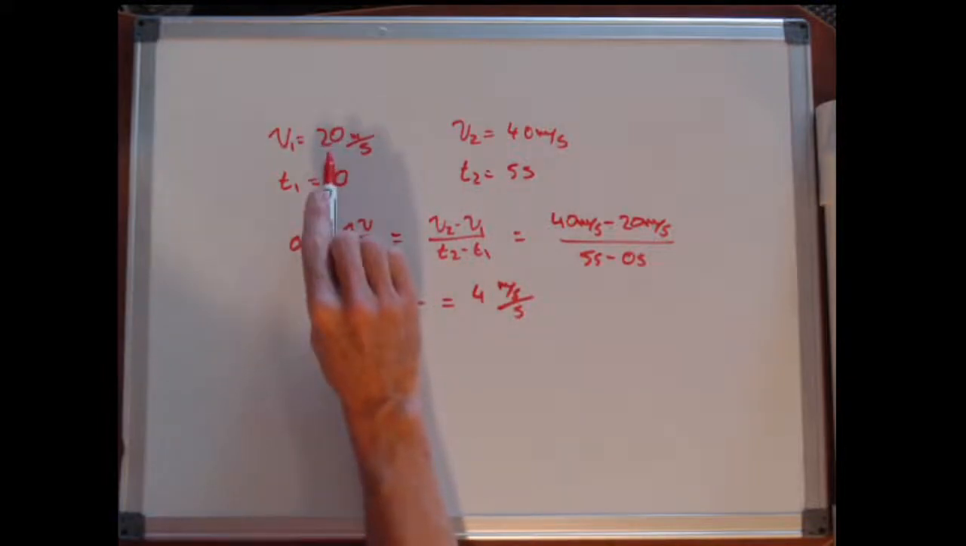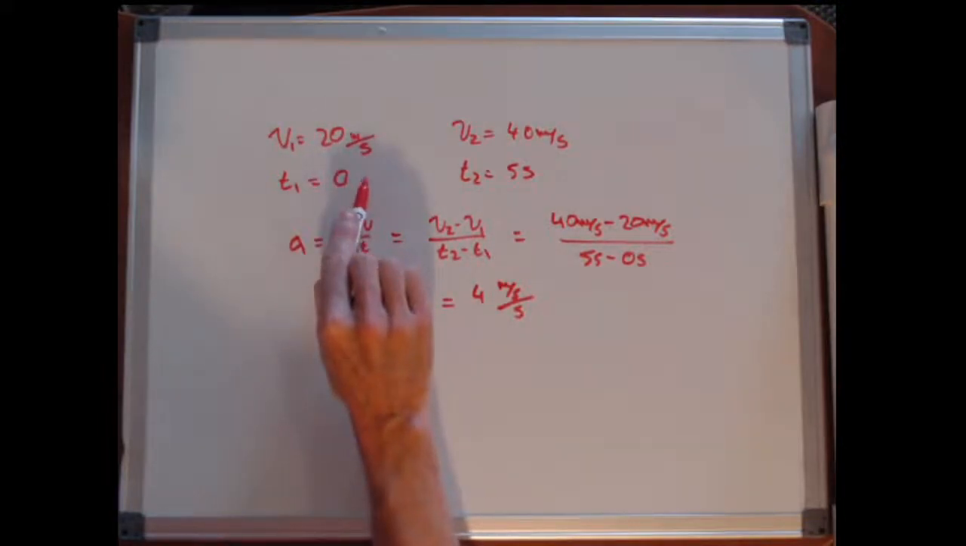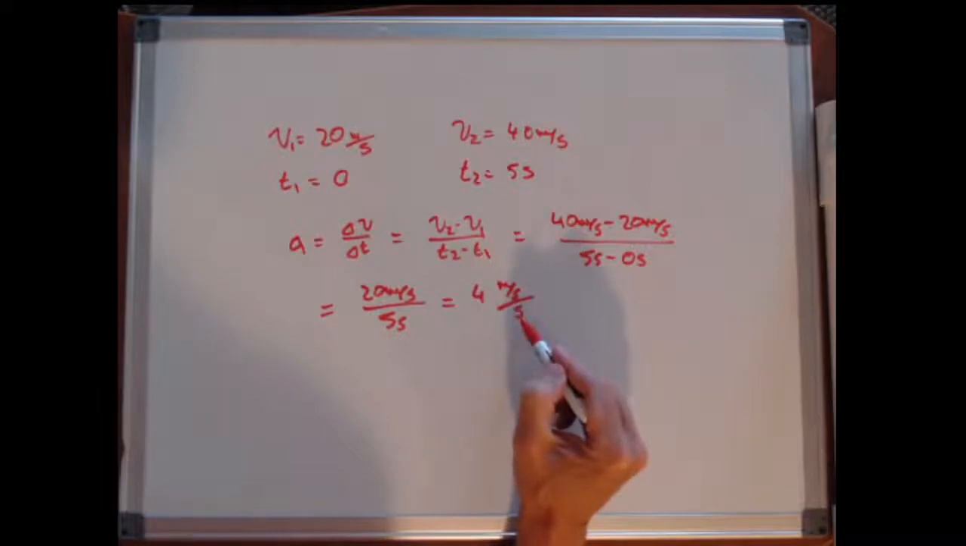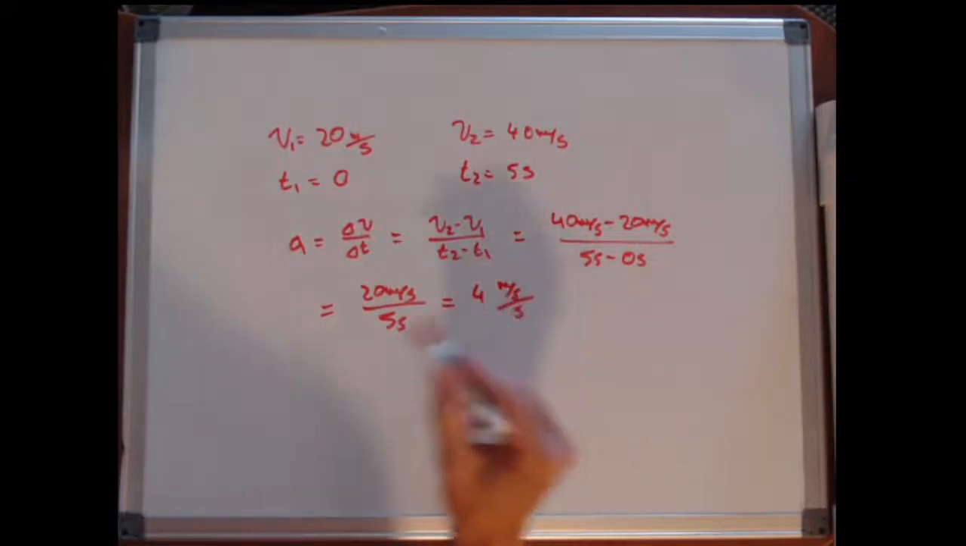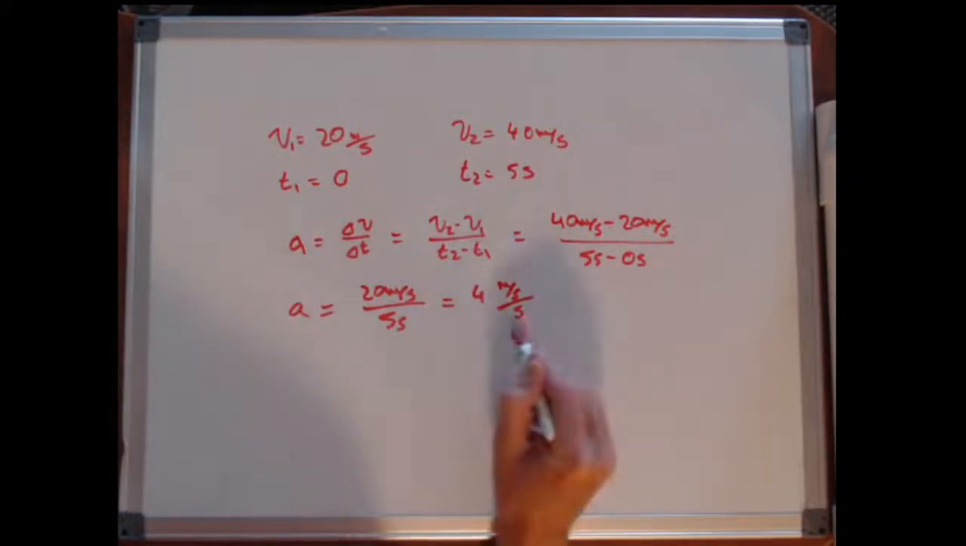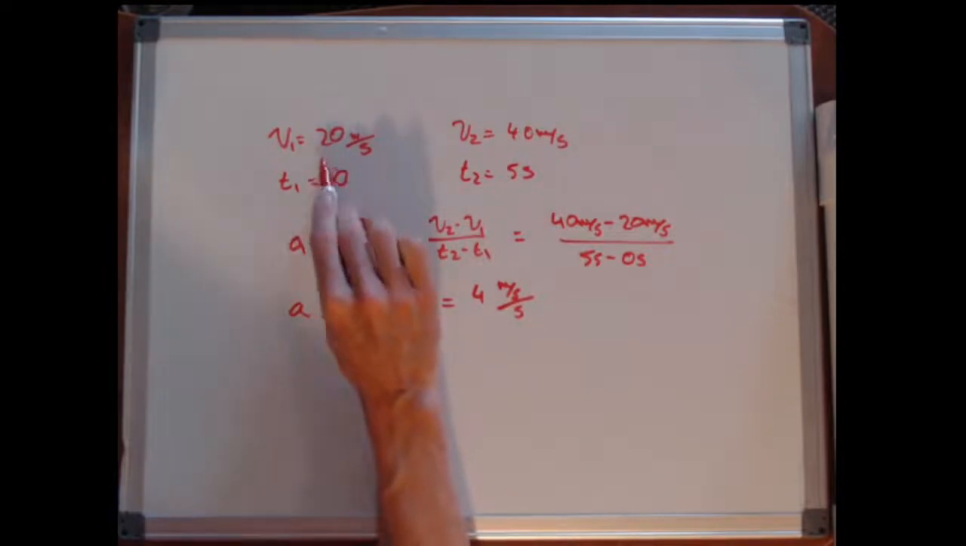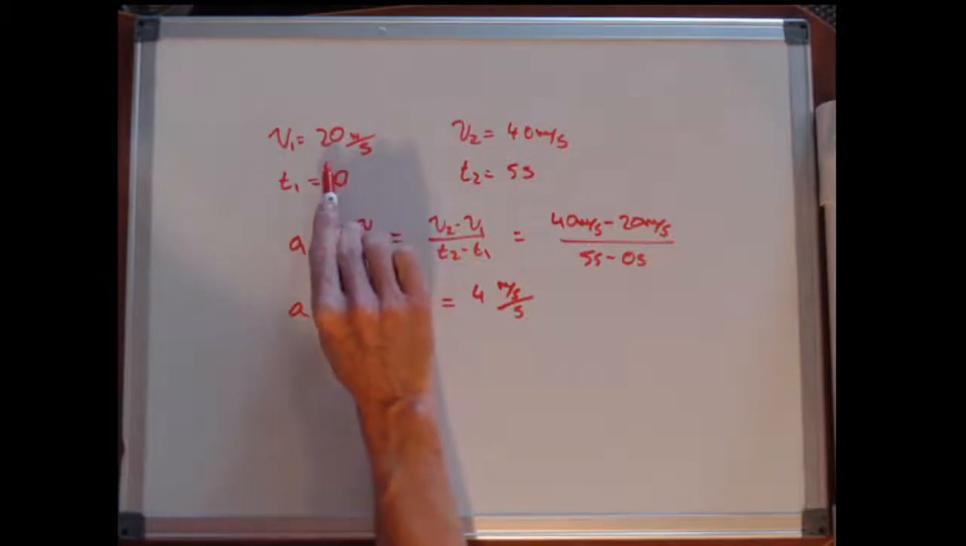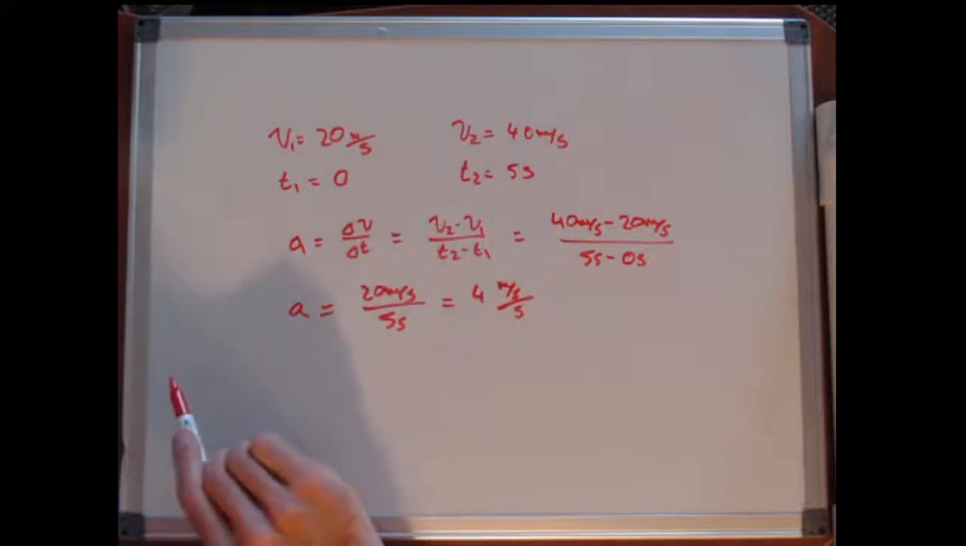So if you were going at 20 meters per second, after 1 second, you've increased your speed by 4 meters per second, because you're increasing it by 4 meters per second every second. So after 1 second, you'd be going 24 meters per second. After 2 seconds, you'd be going 28. And then after 3 seconds, 32. And then after 4 seconds, 36. And then at 5 seconds, you'd be doing 40 meters per second.